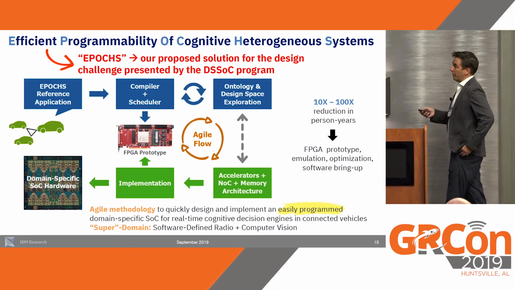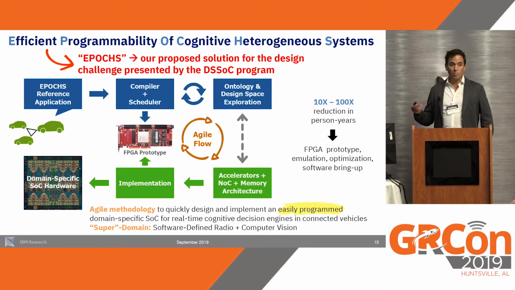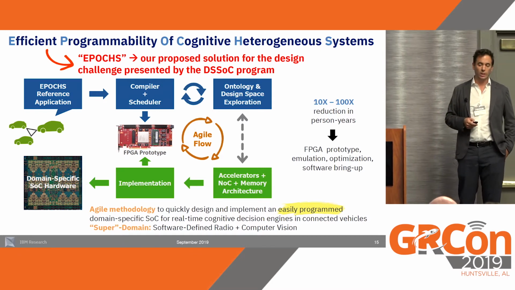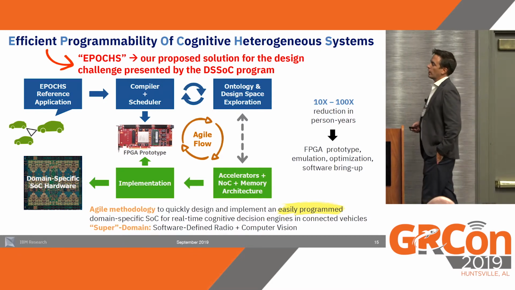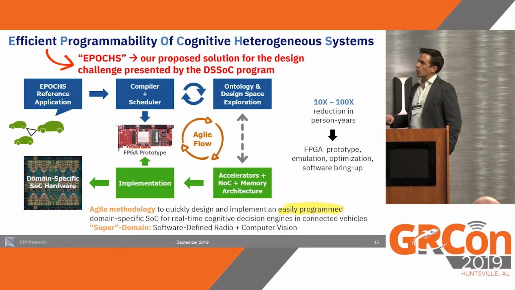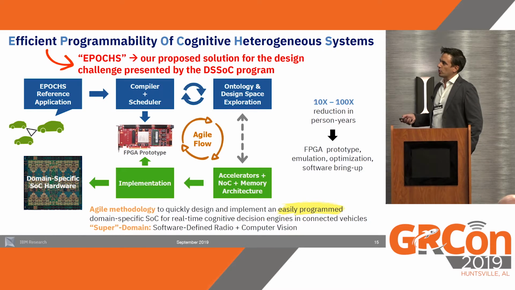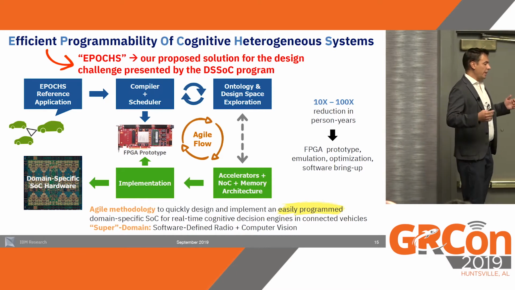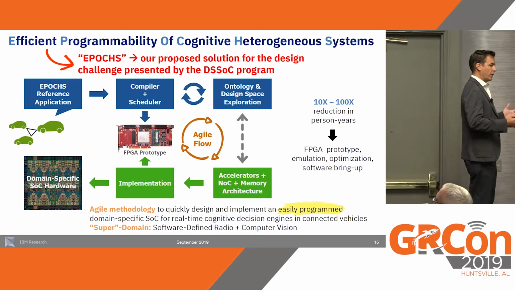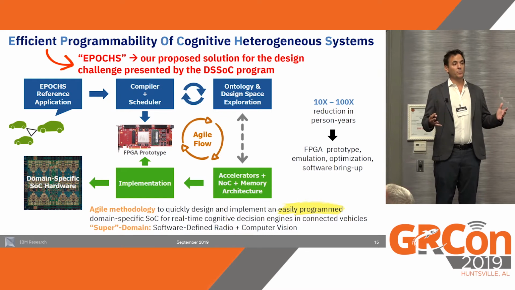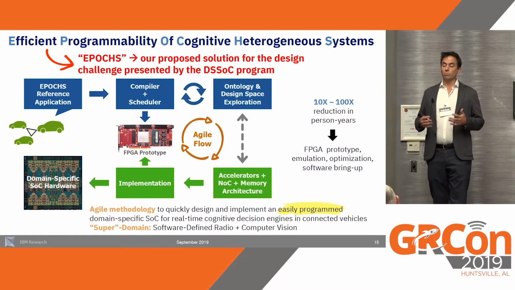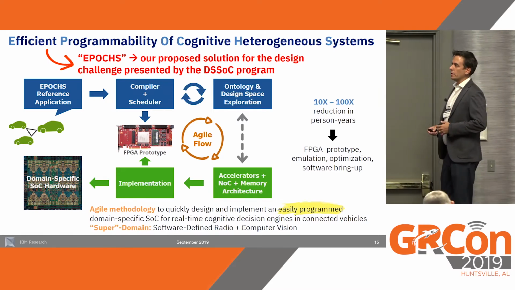So the efficient programmability of cognitive heterogeneous systems, which is this EPOX project led by IBM with our university partners, is our proposed solution for the design challenge presented by the DSSoC program. It's a relatively large project, so I cannot cover all of it. But basically, what we are trying to do is to take this EPOX reference application from the context of connected autonomous vehicles and create a novel methodology that will allow us to generate the underlying domain-specific SoC to execute such an application domain and meet performance, throughput, and efficiency metrics.